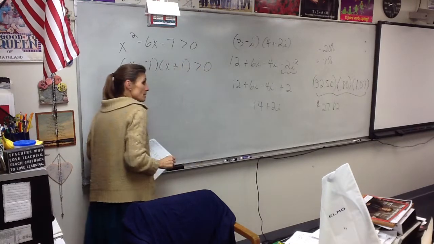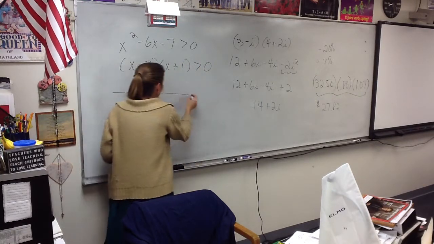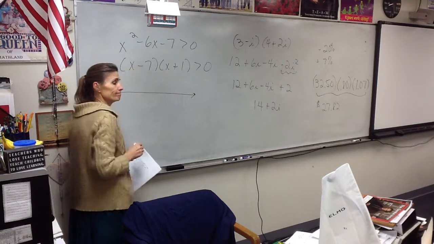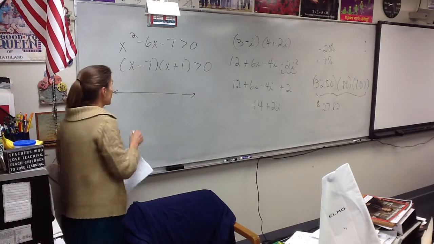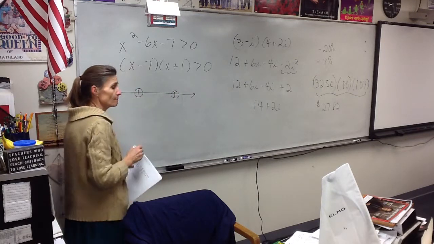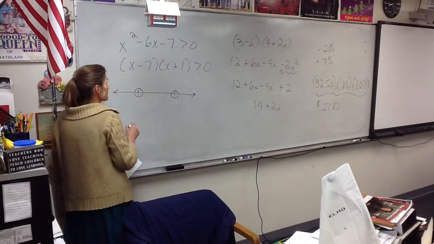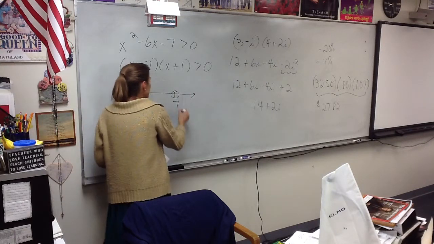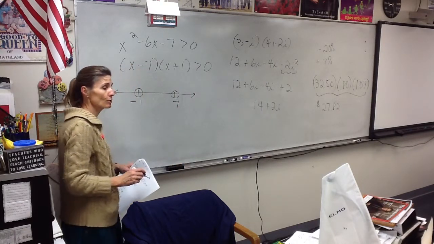Then I'd draw my handy dandy number line. And I put 2 dots on my number line, and they will be open dots. Where will the open dots be? -1, 7. -1 and 7. Make sure you put them on in that order.